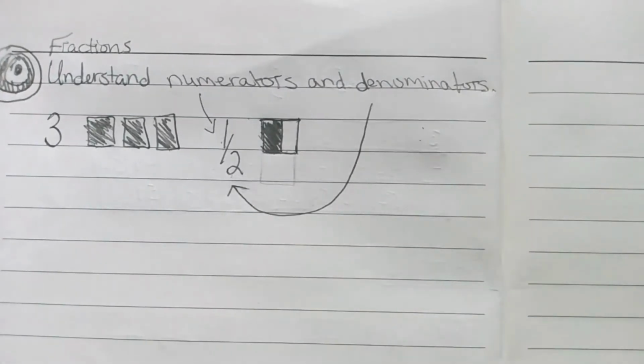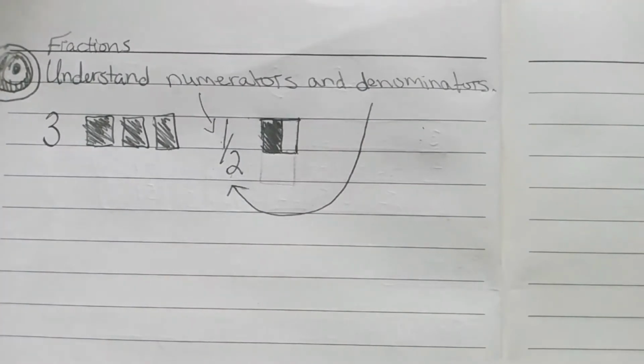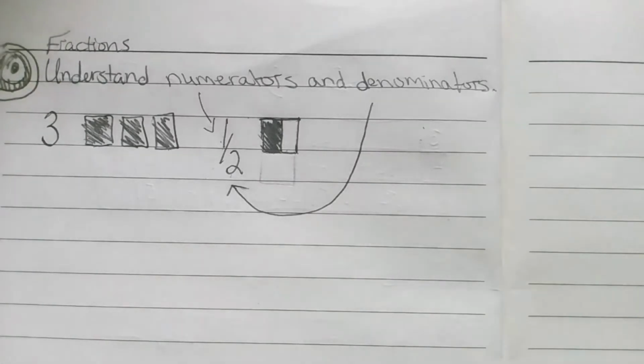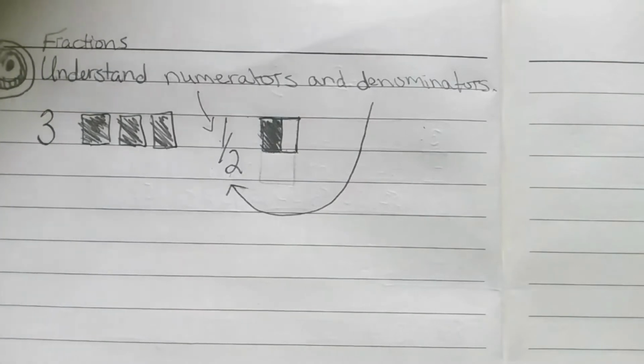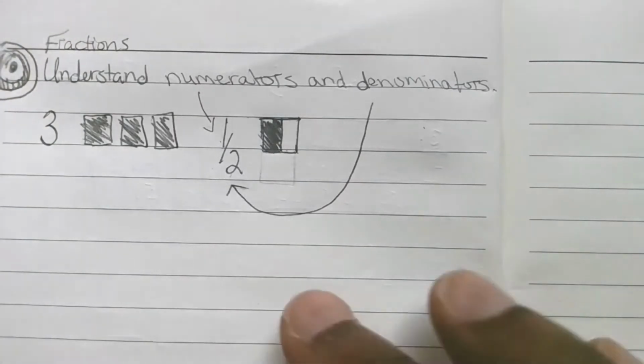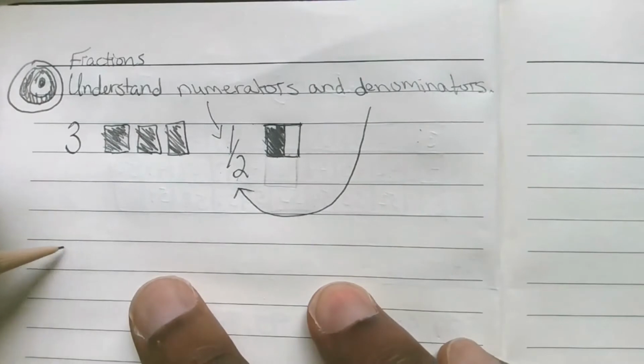All right, now let's do some problems together. And by problems, what I mean is that we're going to create shapes, and then we're going to do what they call partitioning of shapes, or cutting shapes to make them into fractions. All right, so let's get creative here. I'm going to start with this shape here.